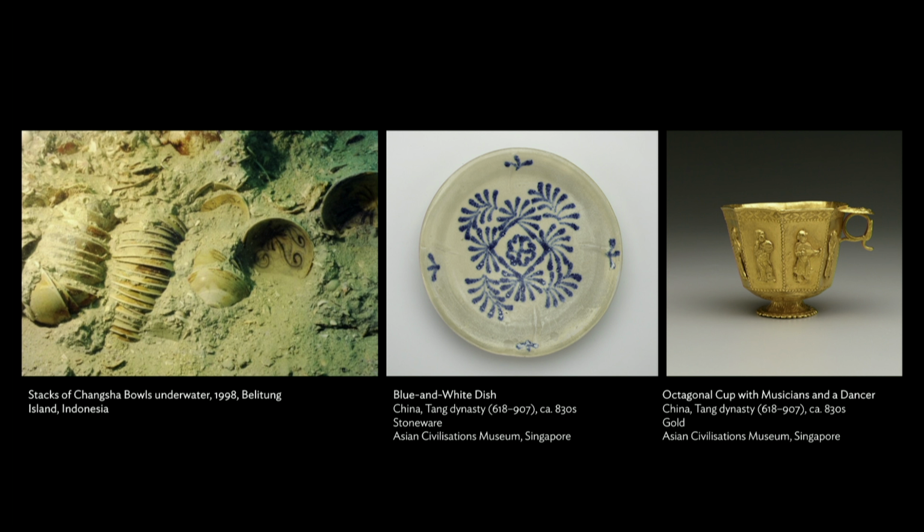Archaeologists have recovered so-called Tang treasures from the site, including this dish painted with cobalt imported from Iran, and an octagonal cup decorated with Central Asian musicians and dancers. The material and design of these objects attest to the full cycle of people and goods circulating over land and water in Eurasia during the Tang Dynasty.